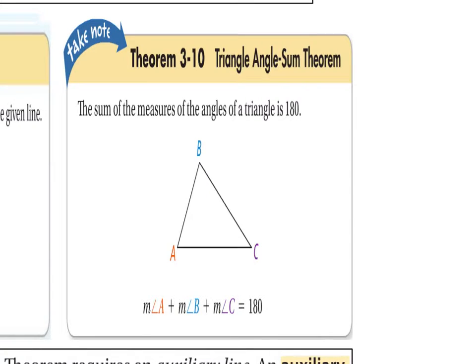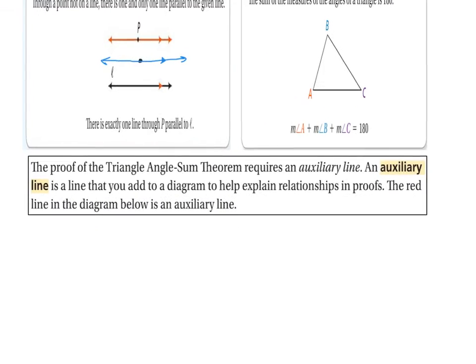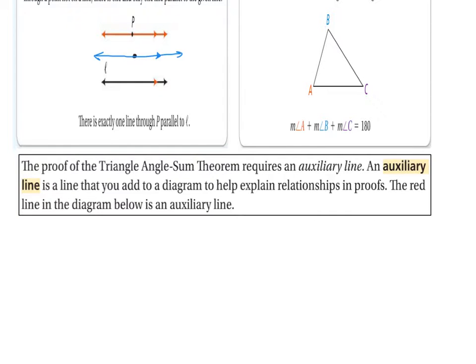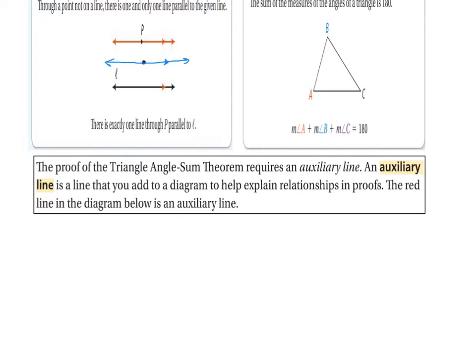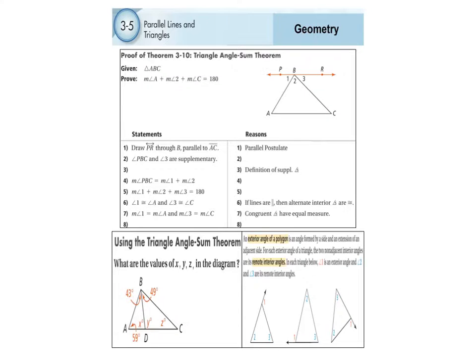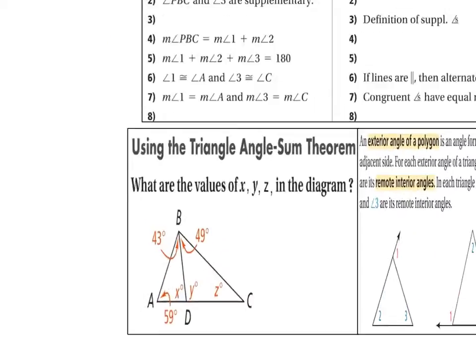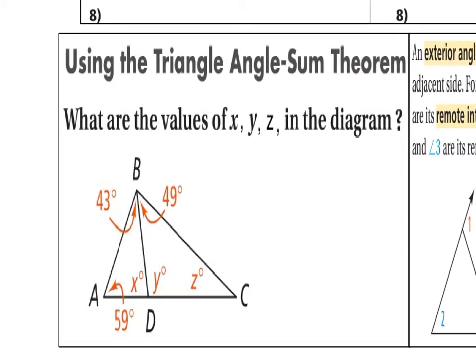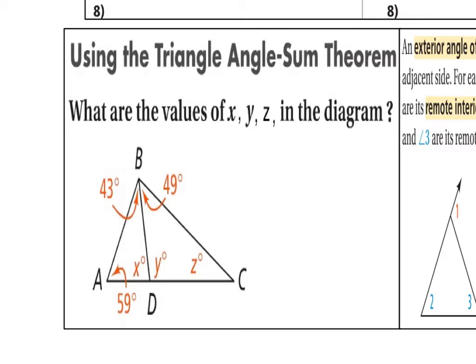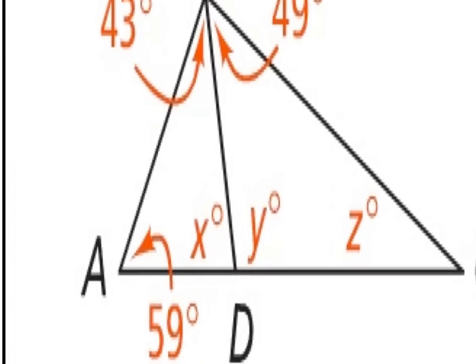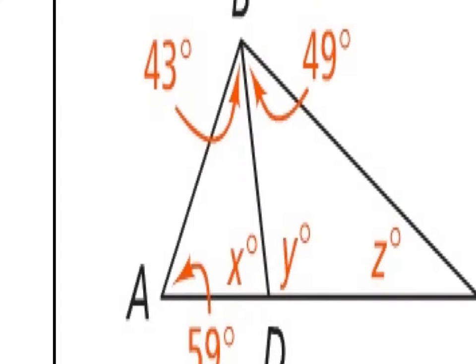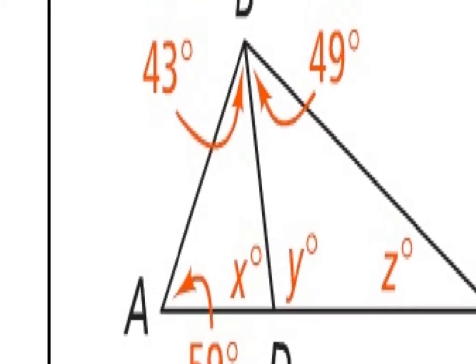So with that being said, we're going to look at examples of triangles and finding angle measures using the Triangle Angle Sum Theorem. Let's look at the next page and this example. Using the Triangle Angle Sum Theorem, what are the values of x, y, and z in the diagram? I'm going to zoom in far enough so that you can see that I'm only going to deal with the triangle on the left.